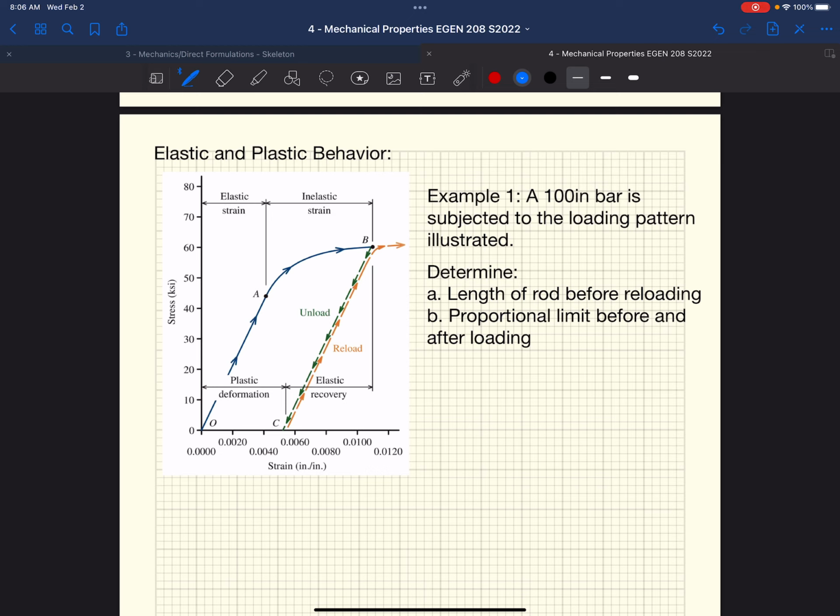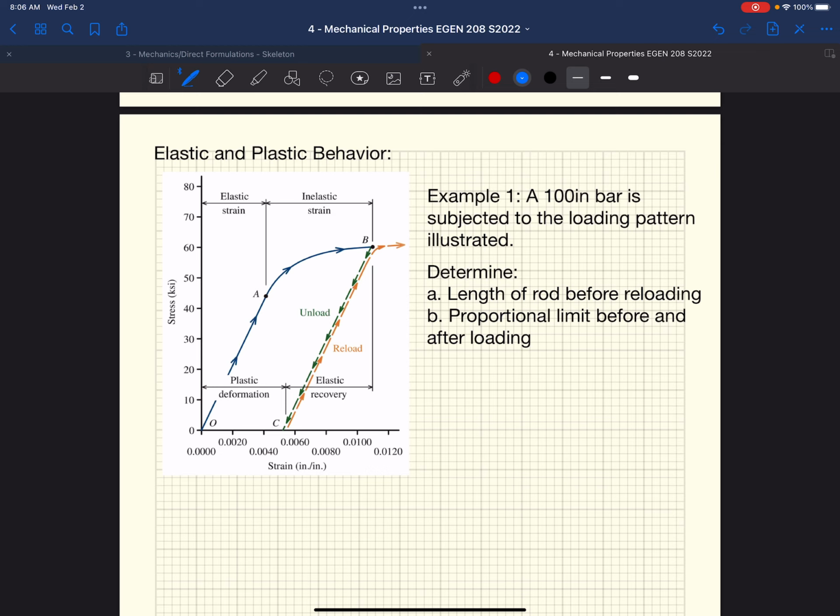So we can go through an example here real quick, okay? In this case, we had a 100-inch long bar, and it's subjected to the loading pattern that we have here, okay? So we start out at 0, 0, right? Freshly manufactured bar. And we start pulling on it. We go up our linear elastic portion, right? We'll get to this point A.